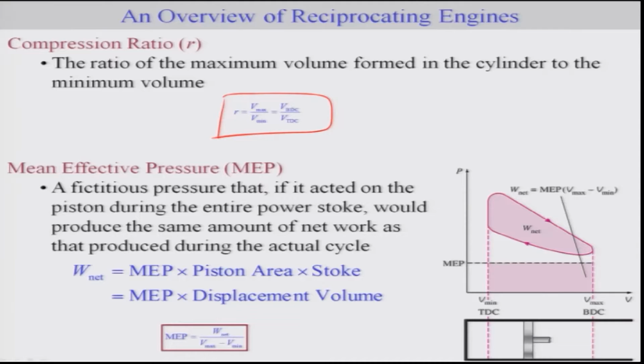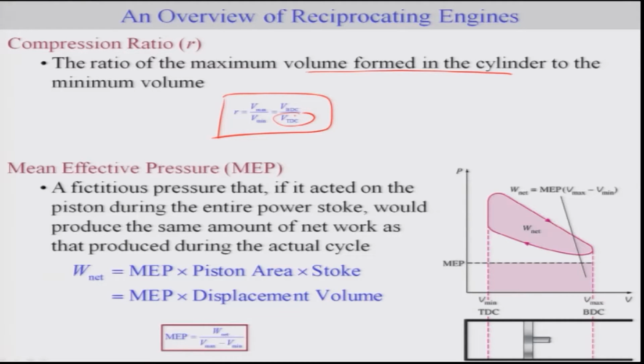So the volume corresponding to BDC is the volume formed in the cylinder; that will be the maximum volume. The volume corresponding to TDC of the cylinder, that means the empty volume, would be the minimum volume, because this is the top dead center. So this ratio is what we consider the compression ratio.